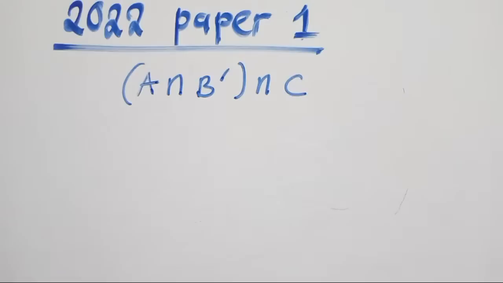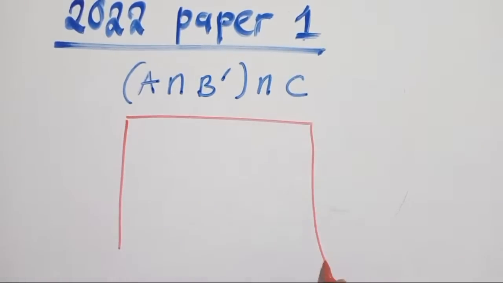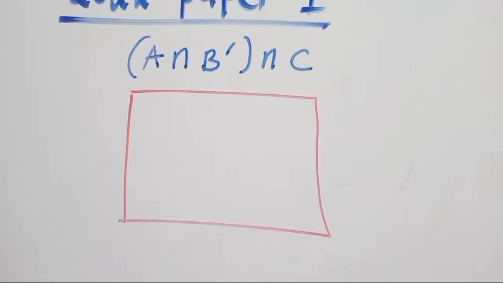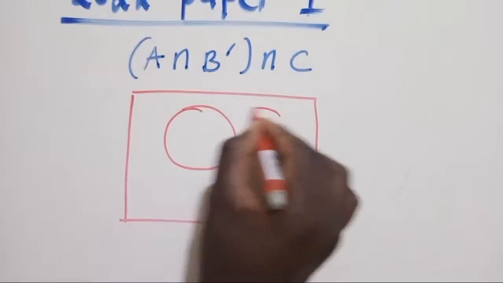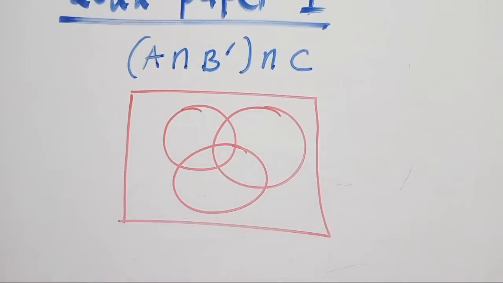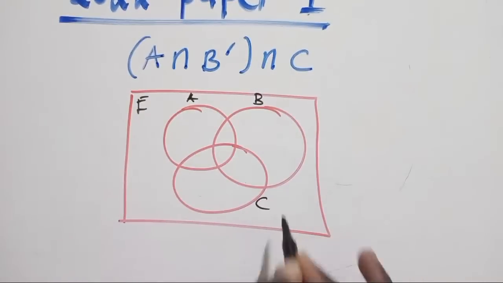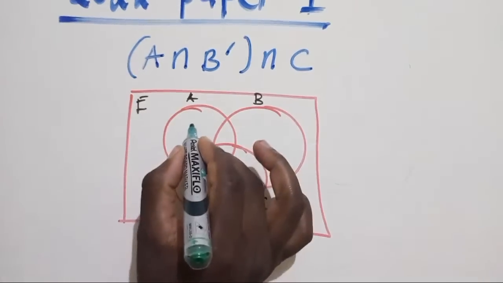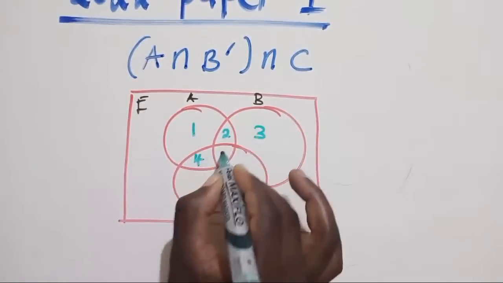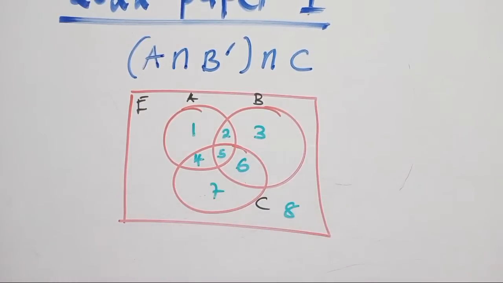The first thing that I encourage people to do is come up with a Venn diagram on a rough paper, not on the answer sheet. On the rough paper, you say this is your E, A, B, and C. Once you identify that, what is the next thing that you need to do? Put the numbers in these spaces: 1, 2, 3, 4, 5, 6, 7, 8. So 8 is outside all these circles.